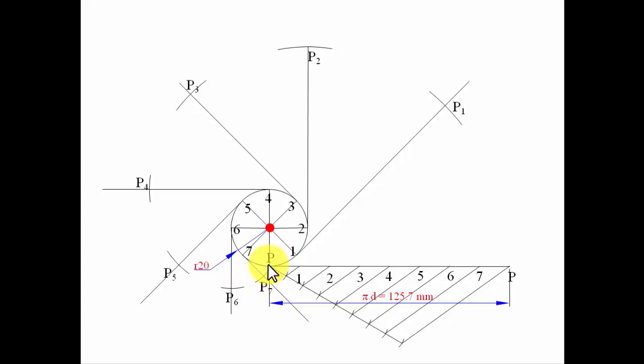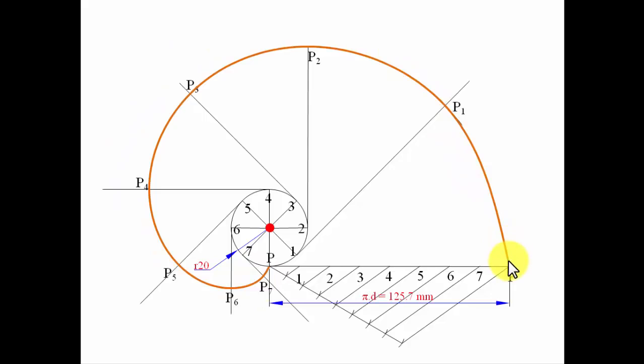end over here. And when you join all these points in proper sequence, you're going to have a curve which is popularly known as an involute.